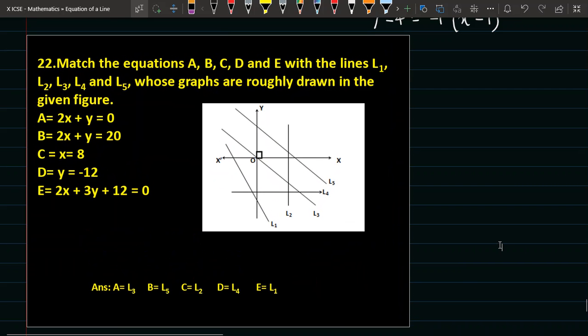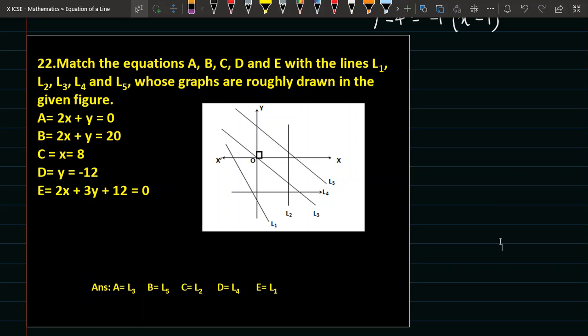Can you read? Match the equations A, B, C, D, E with the lines L1, L2, L3, L4, L5. Equations are given, lines are given. Let's see कौन कर सकता है. सबसे पहले मैं वो लाइंस देखूंगा जो मुझे इजी लग रही. मुझे L2 बहुत इजी लग रही है. You know L2 क्या है?